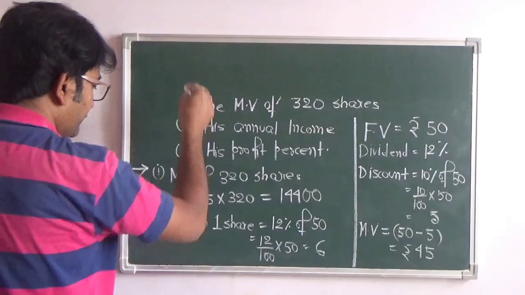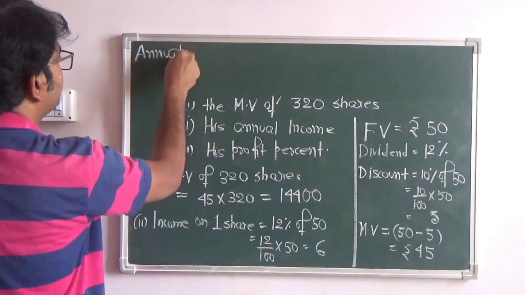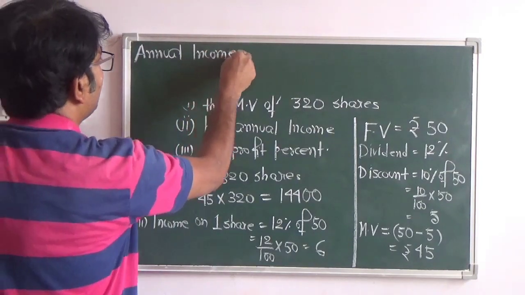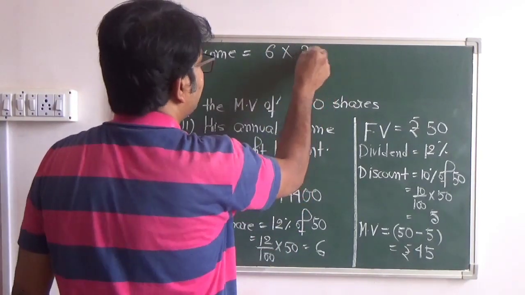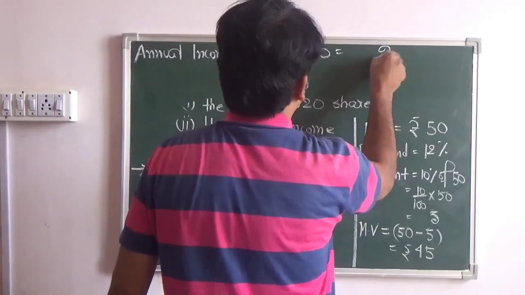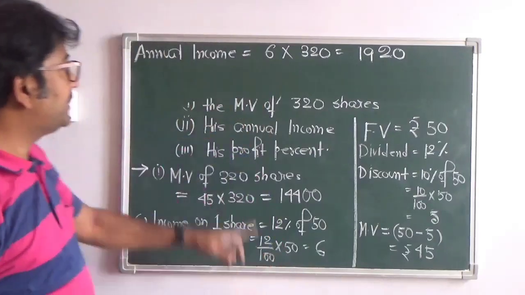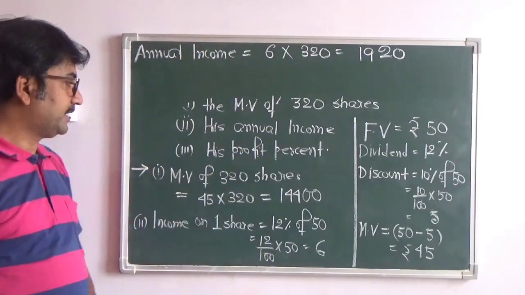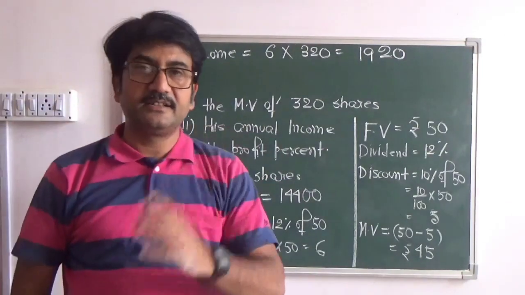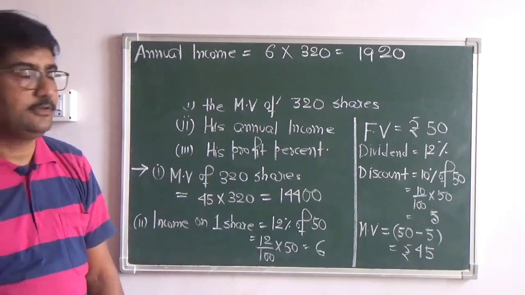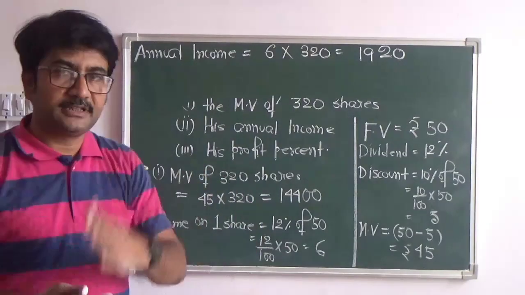So from here we move on to this. So annual income is equal to income on 1 share, that is rupees 6, into total number of shares, 320. So that is 1920. So 1920 is the annual income, and now the third part of the question is profit percent. So profit percent is, as I told you, to be calculated on the market value. So that is the income on 1 year divided by the market value into 100.